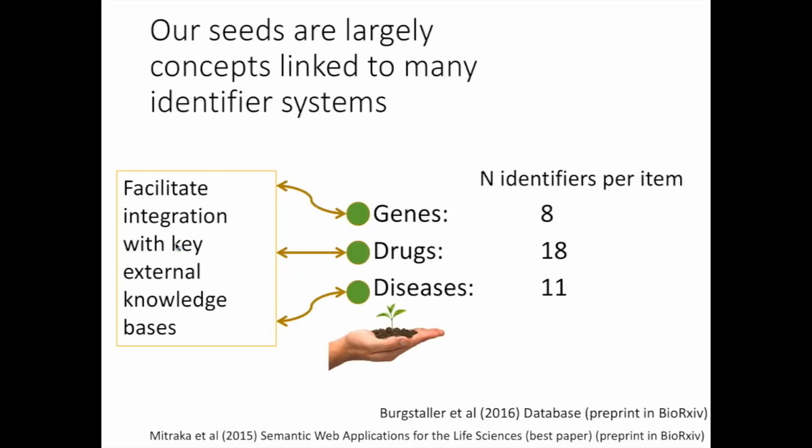So what are we doing when we're saying seeding? Each seed item is basically a concept. And the main properties that we've added so far are really just links to different identifier systems. So if you look at an entry about a gene, you'll find about 8 different identifiers tied to it. If you look for an entry about a drug, you'll find it tied to 18 different identifier systems. And for diseases, about 11.